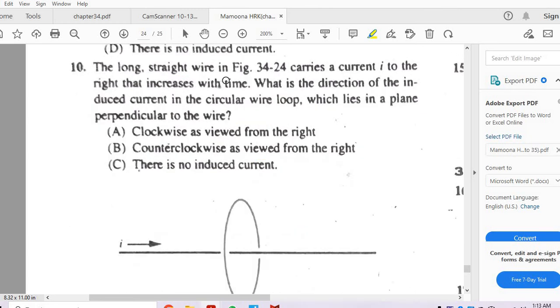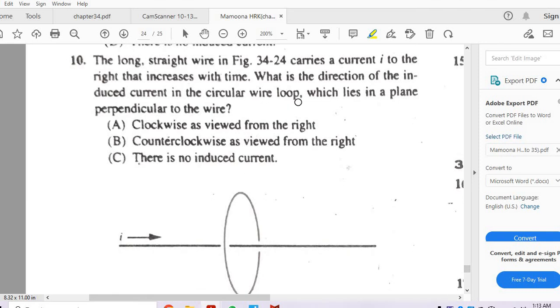Next question: the long straight wire in figure 3424 carries a current I to the right that increases with time. What is the direction of the induced current in the circular wire loop which lies in the plane perpendicular to the wire? Clockwise as viewed from the right, counterclockwise as viewed from the left, or there is no induced current. As the increasing current of this wire passes through this circular coil, the flux that is entering is exactly equal to the flux that is leaving, so there is no induced current, neither from right or left, neither clockwise nor anti-clockwise. There is no induced current in this circular coil.